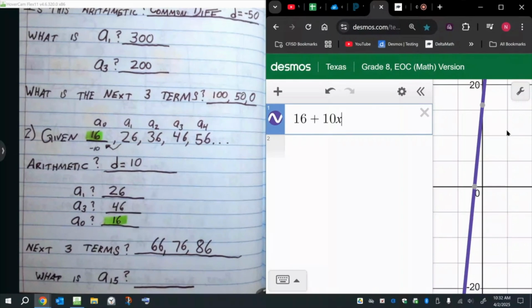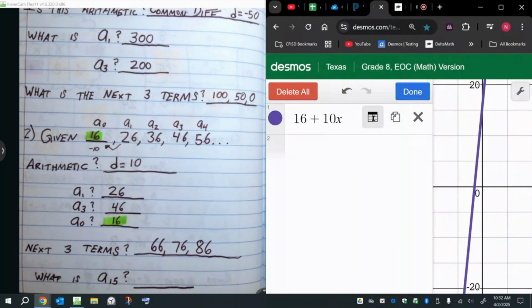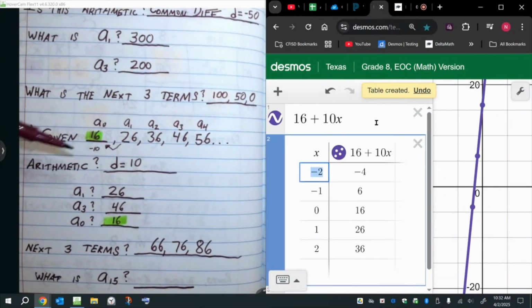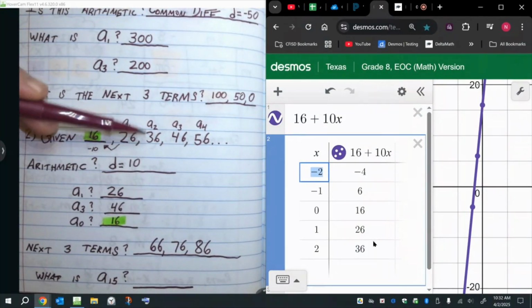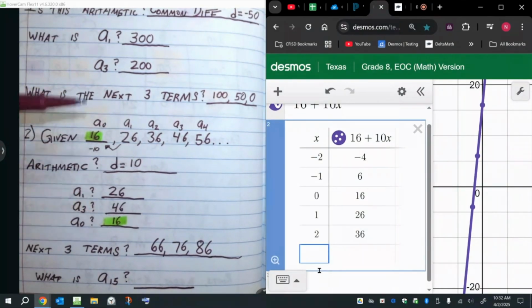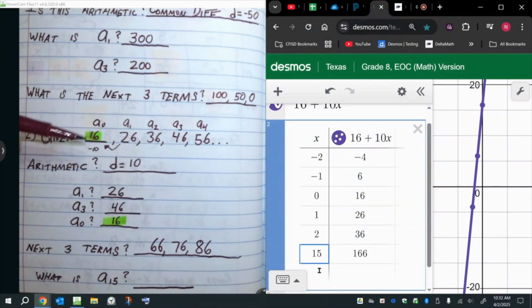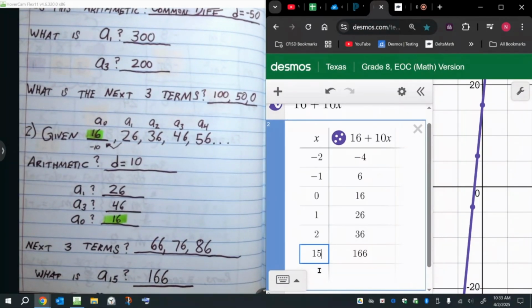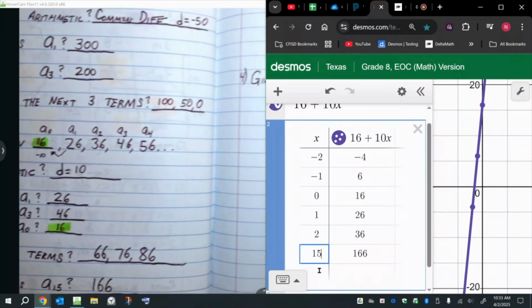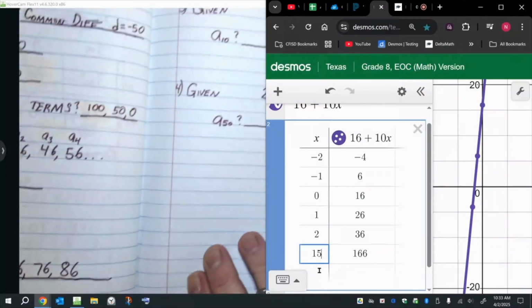So if I turn this into a table, what you should notice is that this is my 0 term. This is the first term, this is the second term, which is 36, 46, and so on. So if I want to find the 15th term, I just type in 15, and it tells me 166. All right, I've got a couple more examples for you, so let's take a look at those real quick.